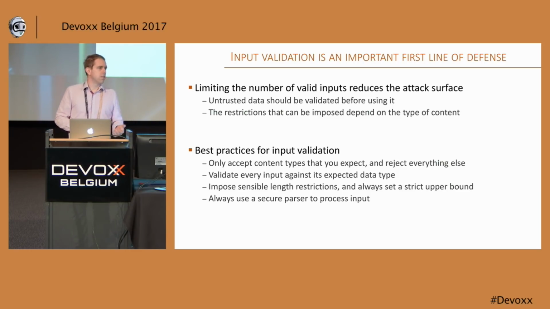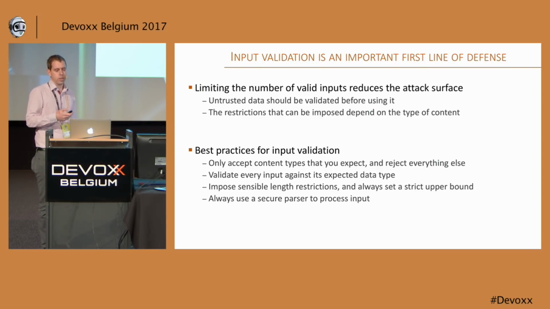If you expect a number as input, an identifier, check whether it's actually a number. Don't allow anything else. These sound very simple and very straightforward, but this is something that's often not done, resulting in all kinds of vulnerabilities. Also, use sensible length restrictions based on the content, but also a strict upper limit. If you expect a long piece of text, make sure that nobody gives you a few megabytes of text, because probably your system is not going to handle that in a graceful way.